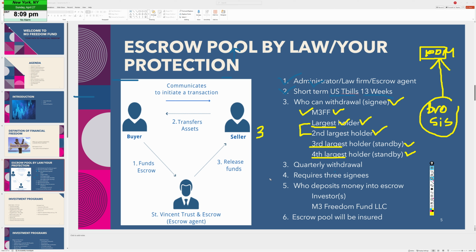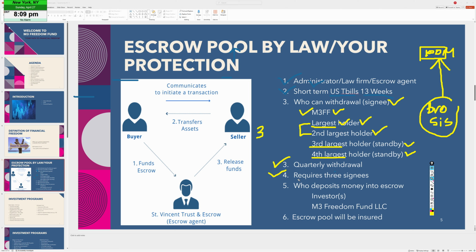Okay, so we've discussed the quarterly withdrawal, and we discussed that taking money out of this escrow requires three signees. We've defined them up here already. Now, who deposits money into this escrow? We talked about money being pulled out. That means I can't even pull out money in there by myself. Even two people can't pull money out, and the law firm can't pull money out either.